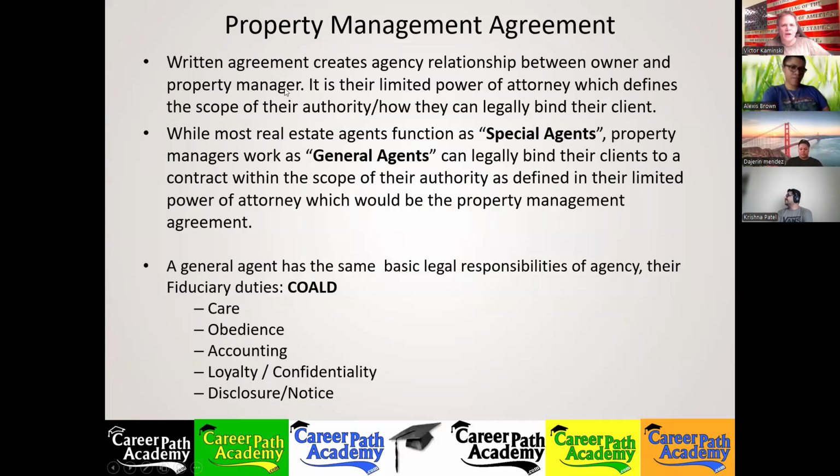So a property management agreement is a written agreement that creates the agency relationship between the owner and the property manager. It acts as the limited power of attorney, which defines the scope of their authority and how they can legally bind their clients to contracts. So while most real estate agents function as special agents, we're limited in what we can do. We cannot legally bind our clients to a contract.